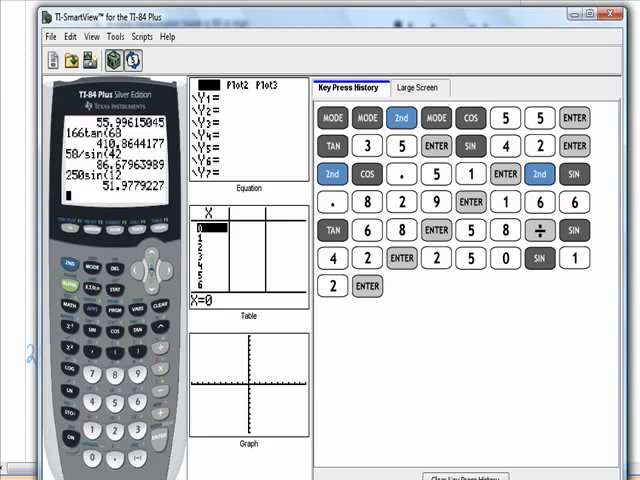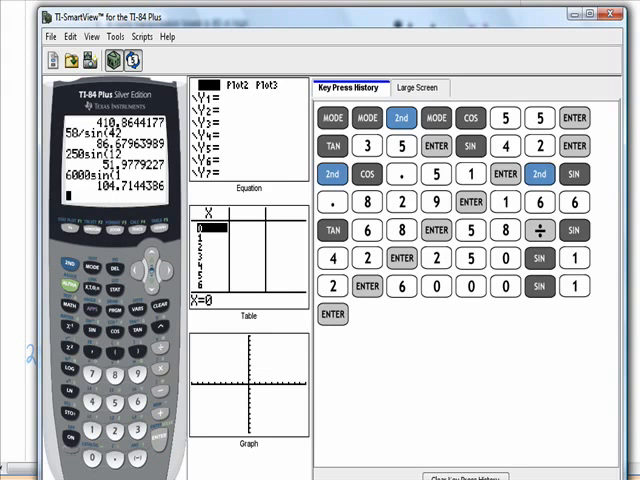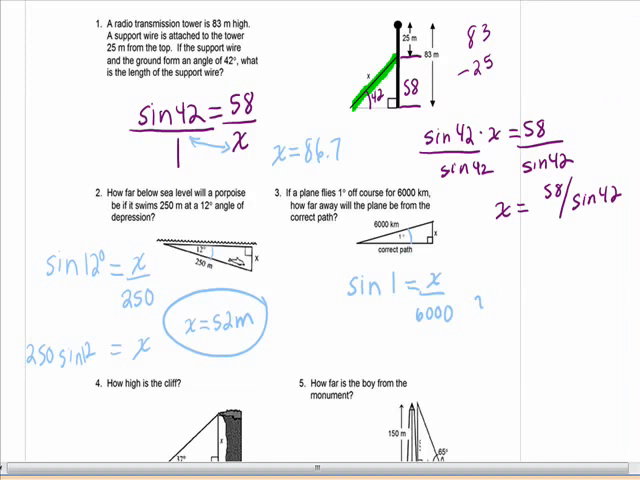Multiply 6,000 by both sides. So 6,000 times the sine of 1, and I get 104.7. Great. Kilometers. Yes, units are important in this unit.